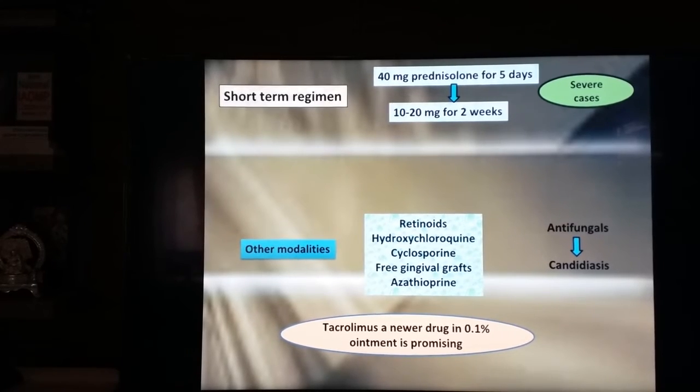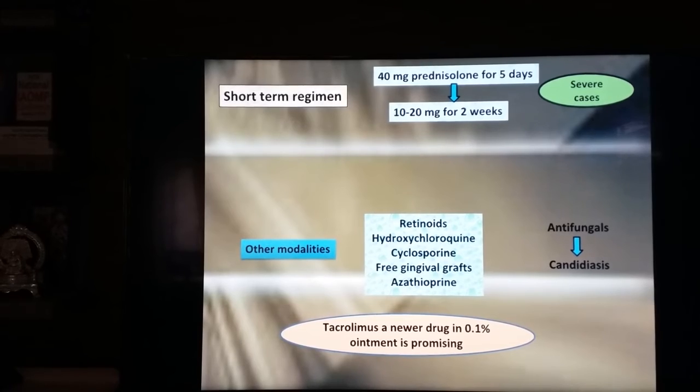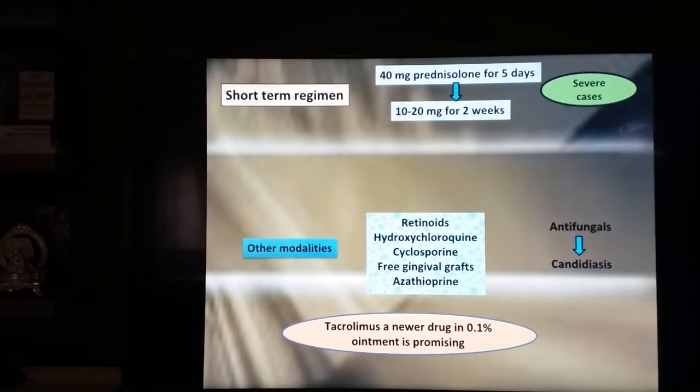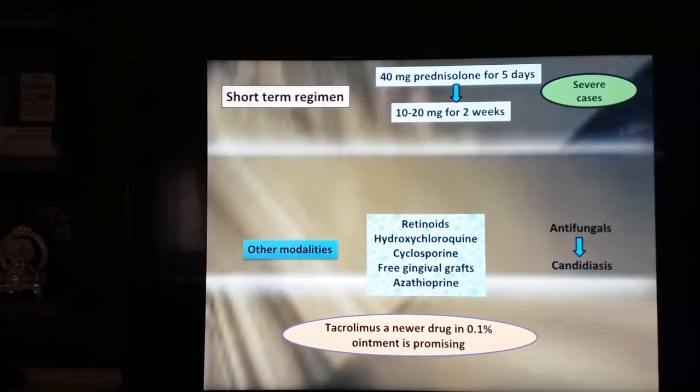Many times people think of even giving free gingival grafts if it is associated with gingival lesions, and giving a drug such as azathioprine, which could be of great use. Tacrolimus is supposed to be a new drug, a 0.1% ointment, and is very promising.